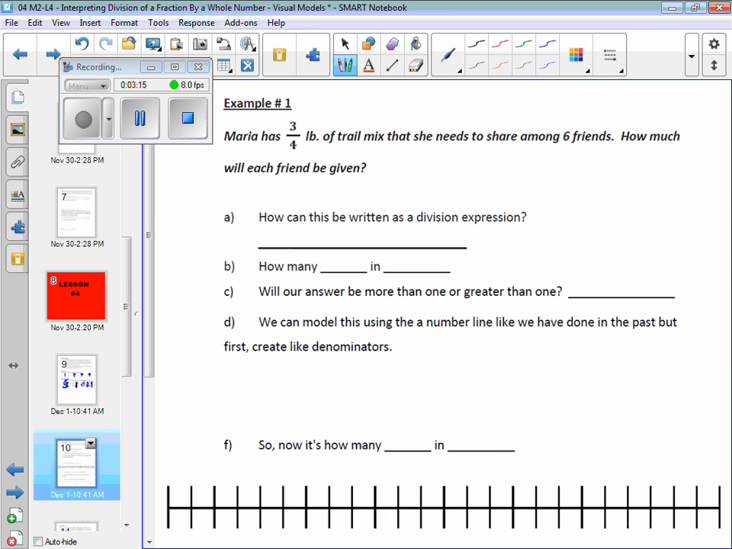Here we go. Yeah, Jake, lesson 4? Okay, go. Alright, this is somewhat what we did in the warm-up. Very important is to be able to take a word problem and put it into a mathematical expression. And the order is going to matter with divisions. I want you to read it to yourself, and then I'll call on you to tell me what the division expression should be.